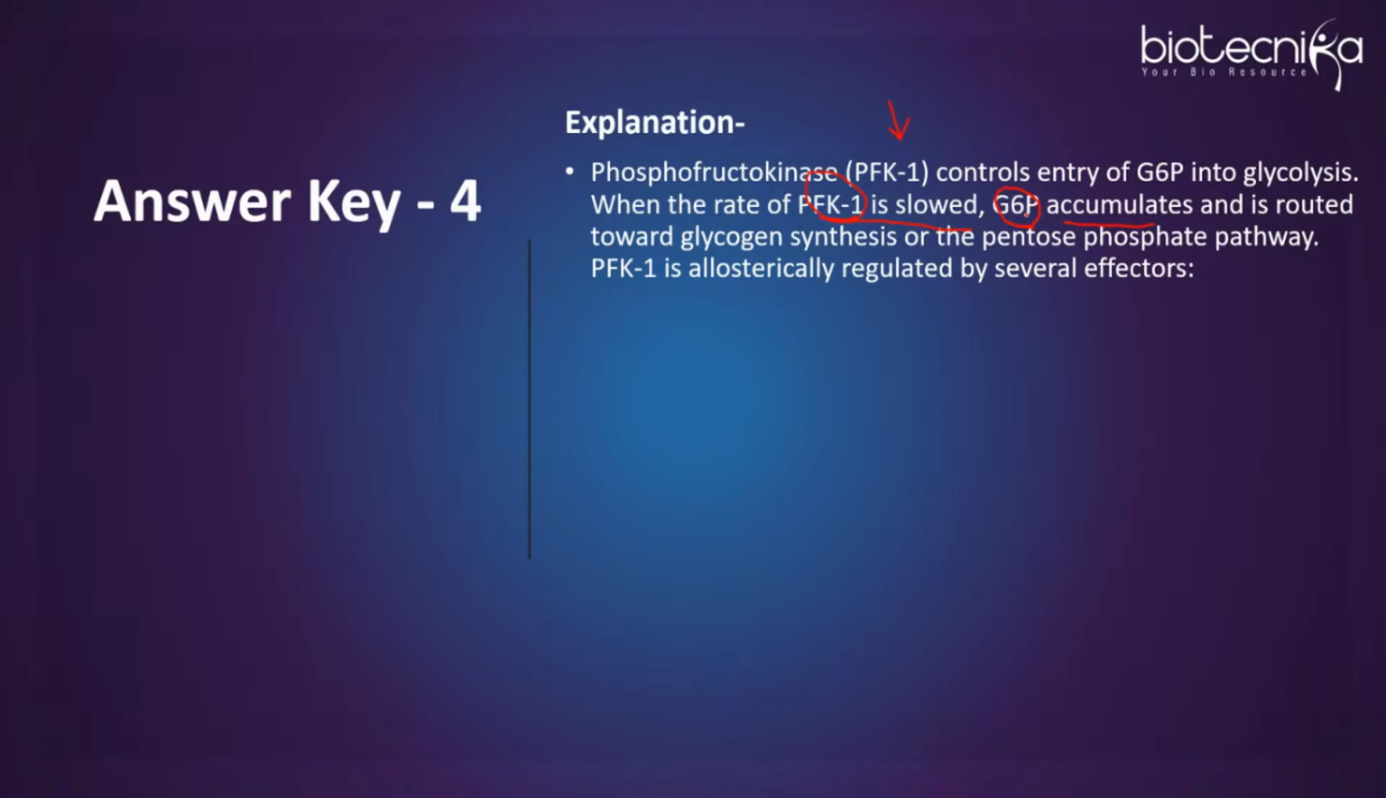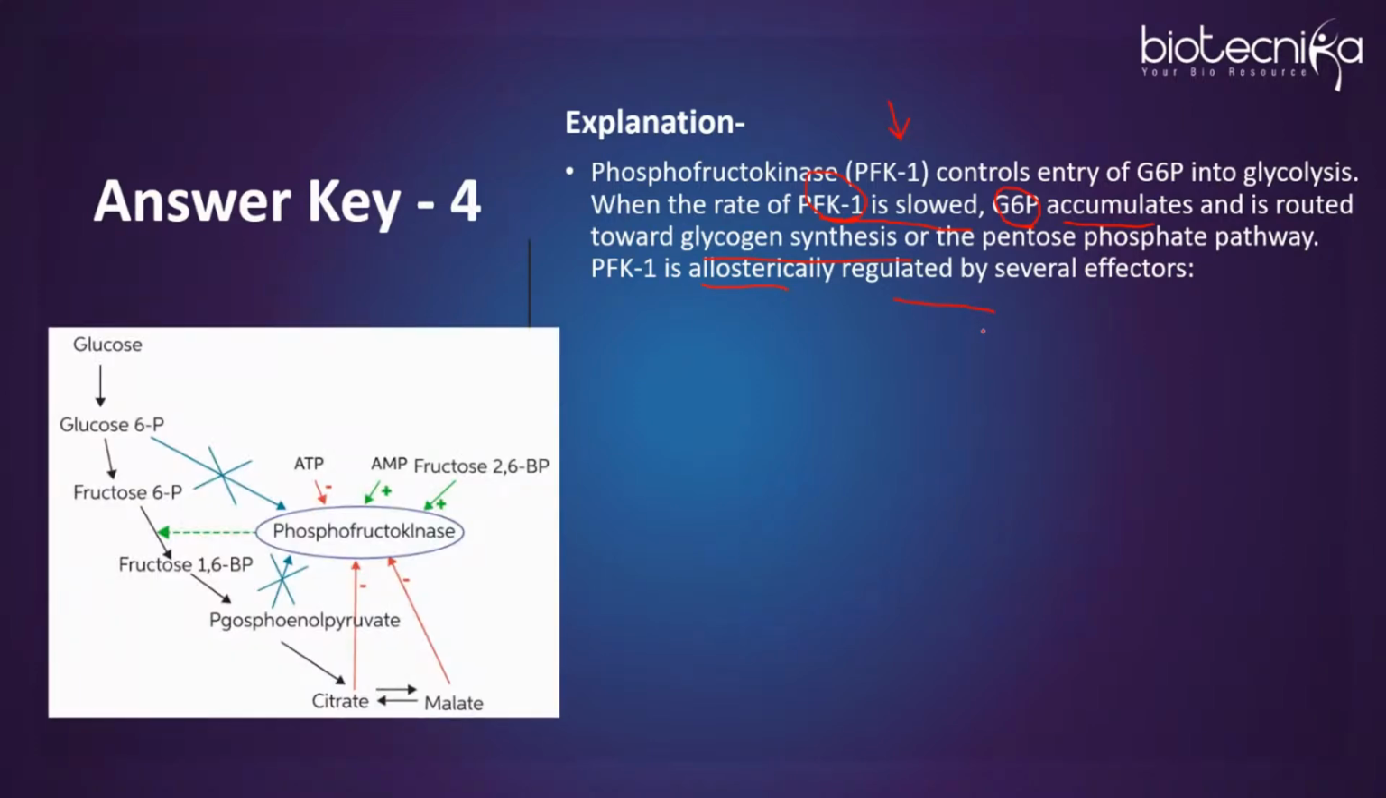Glucose 6 phosphate won't be going forward in glycolysis, right? So in that case, it will be shifted towards glycogen synthesis, to store the glucose. This happens when excess glucose is present, right? PFK is allosterically regulated by several factors.